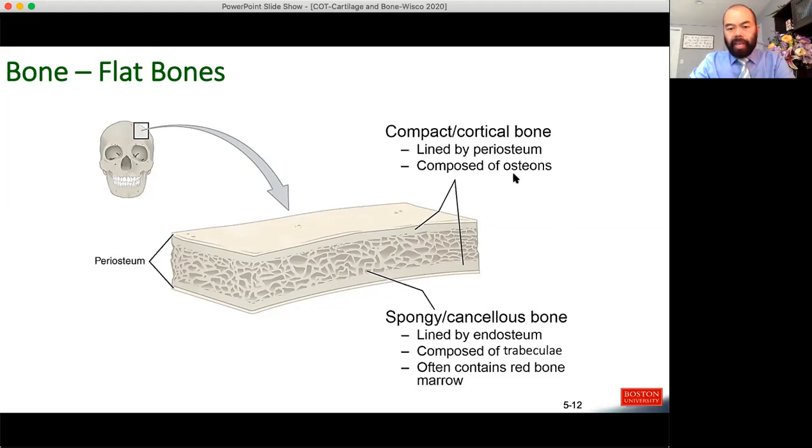Now, the compact bone is lined by the periosteum, so it's lined on this side, right? The spongy bone, though, is lined by a layer called an endosteum, which is more of a cellular layer. Both the compact bone and the spongy bone have osteons within them, but the osteons are much more prevalent and visible in the compact bone. The spongy bone osteons are arranged in trabeculae, so they wind through the spongy bone, so it's harder to see an osteon type structure within the spongy bone. The spongy bone also, as we talked about earlier, often contains red marrow, and in older individuals, yellow marrow.